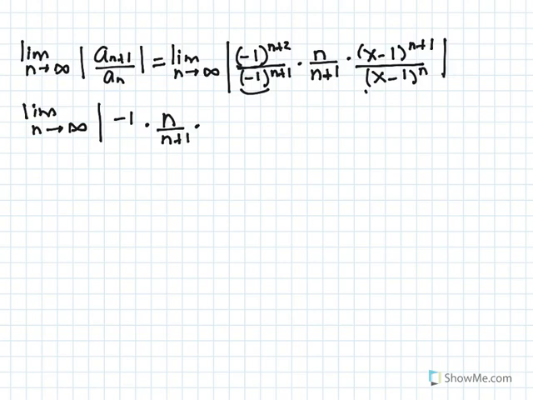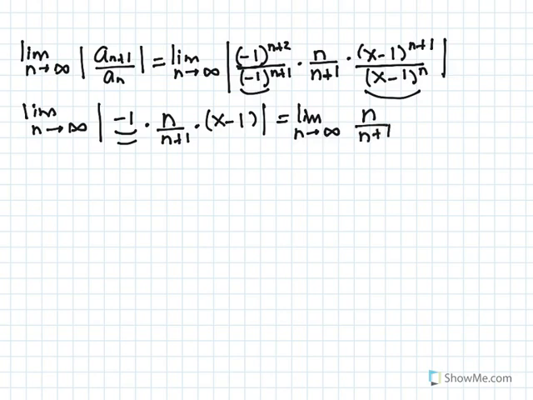Now simplify this. We have the same base. The base is x minus 1. Subtract off the exponents. The n plus 1 minus n gives us 1. So we get x minus 1. Now absolute value of negative 1 is just plus 1. So we get limit n approaches infinity, n divided by n plus 1. We can remove this outside the absolute value because that's always positive. Times absolute value of x minus 1.